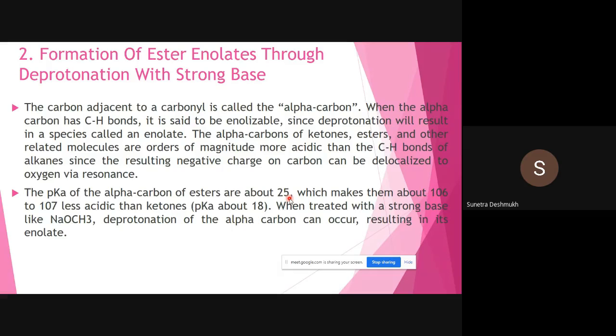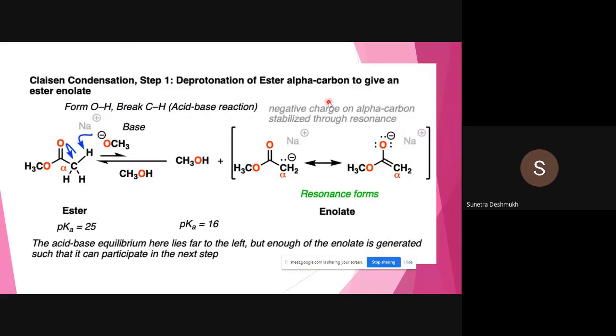So when treated with a strong base like sodium methoxide, deprotonation of the alpha carbon can occur to give the enolate. So these are the basic things. We'll continue with the next step.